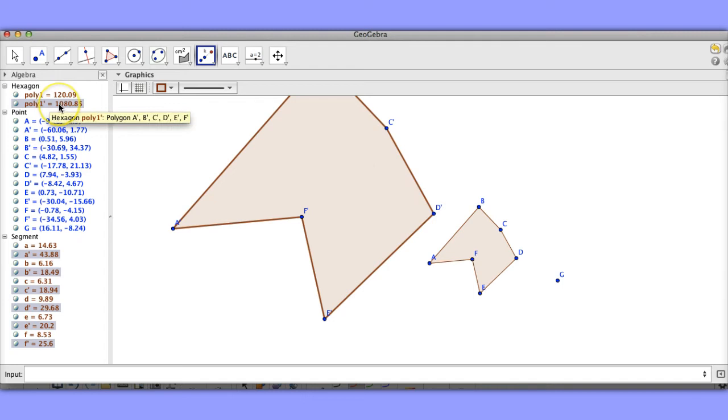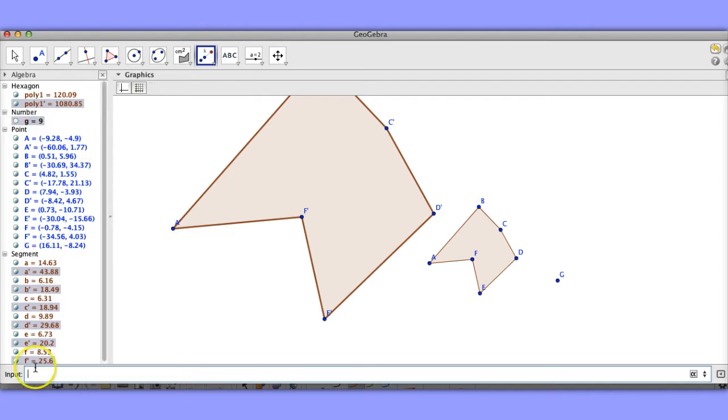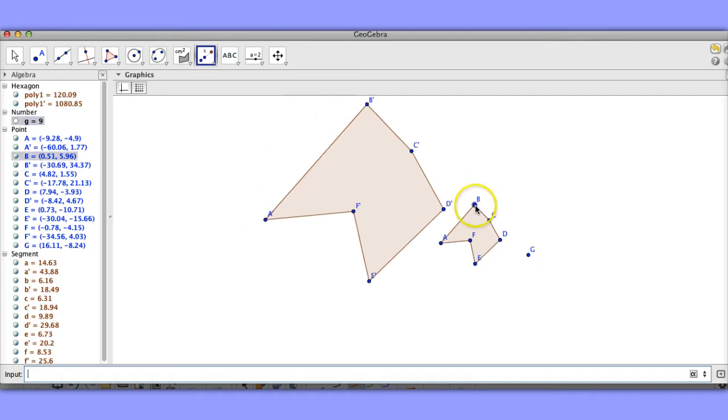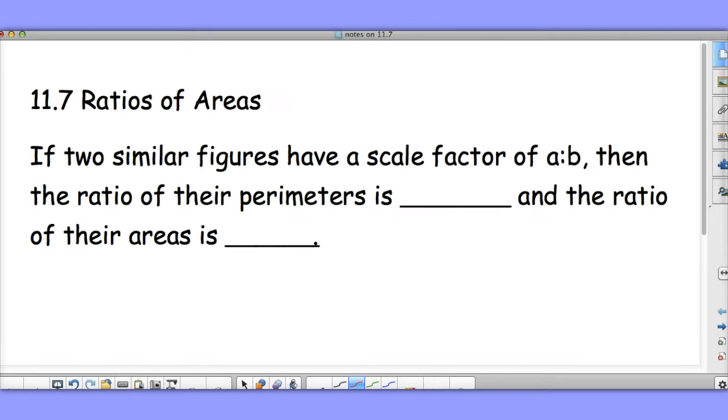So this is 3 times bigger. And whoa, look at how much bigger the area is. Let's take a look at the ratio of the areas. Let's take the area of polygon 1 prime and divide it by the area of polygon 1. 9. Interesting. So that means that it would actually take 9 of these shapes to fill up the same area as this one. And the scale factor was 1 to 3, but the ratio of the areas is 1 to 9. Interesting. Well, let's take a look at our handout of notes and see if we can figure this out.